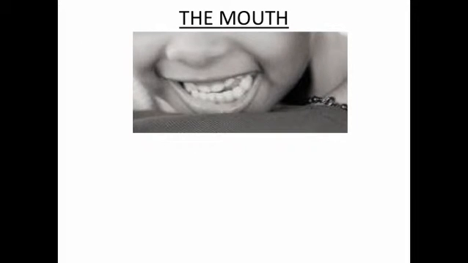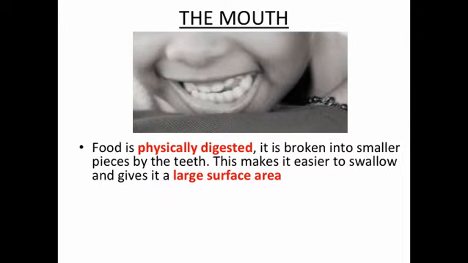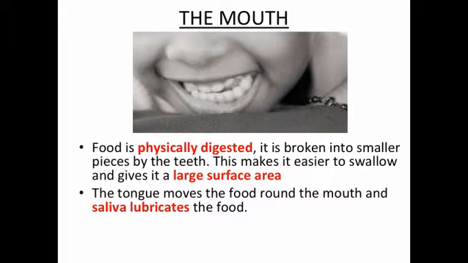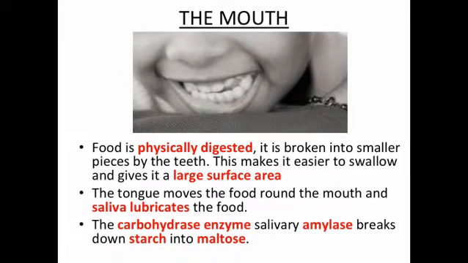So, the mouth. The mouth has two main purposes for digestion. The first one is that it starts to physically digest food, so when you chew, you break the food down into smaller pieces. This gives the food a large surface area. Also, the tongue moves the food around the mouth and saliva is added. Saliva lubricates the food so that when you swallow it can pass down your esophagus very easily. And also, saliva contains an enzyme called amylase. This salivary amylase starts the process of digestion by breaking down starch into maltose.